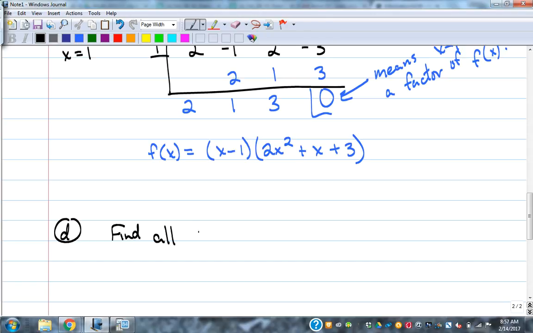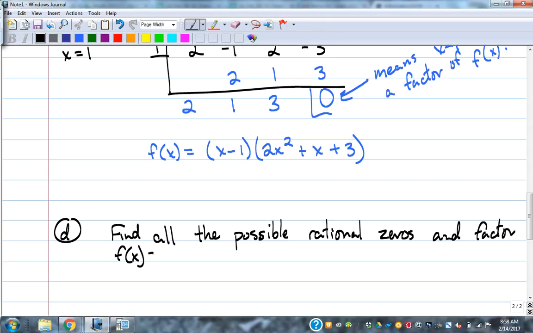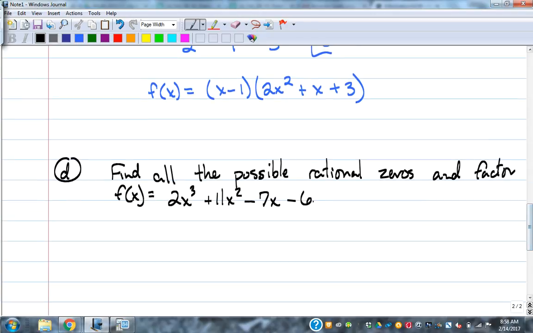Find all the possible rational zeros and factor f of x equals 2x cubed plus 11x squared minus 7x minus 6. Okay. In algebra 2, you talk about this thing called the rational zeros theorem. Remember P over Q? We're just talking about that in algebra 2.